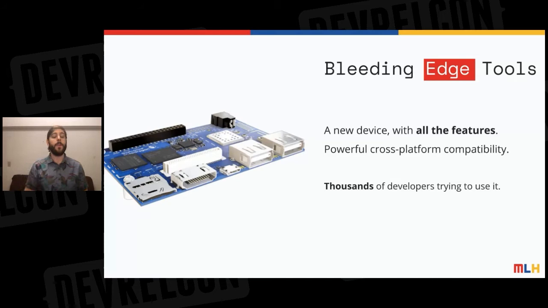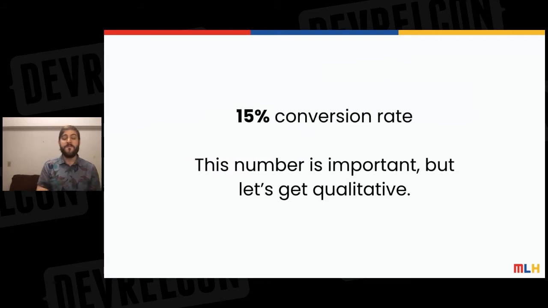And similar to the first case, we had a lot of excitement. These were bleeding edge hardware devices, and it had a cornucopia of features: Bluetooth, Wi-Fi, Arduino, Linux, you name it, it had it. And a lot of developers were really excited to try it. But as you might guess, it didn't pan out how we wanted. Only about 15% of people who got their hands on this device were able to make a working project. That's really low, that's really not great, especially because they were so excited about it.